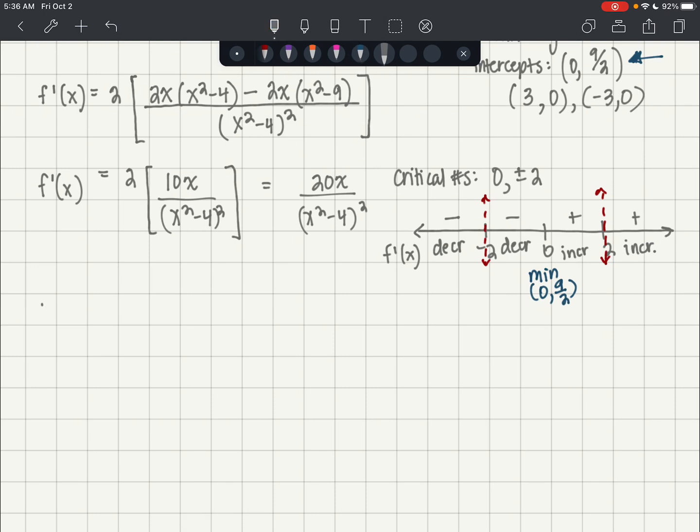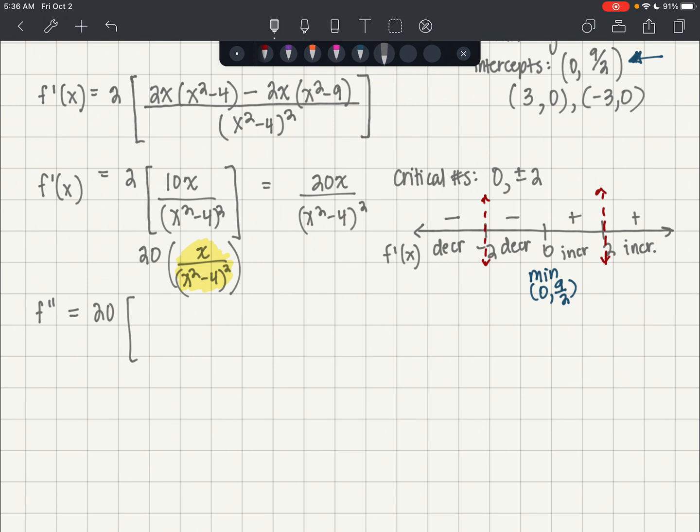Now I would start graphing this, but I really want to know about my concavity. So I'm going to take my function. Now, do you see how we have 20x over x squared minus 4 quantity squared? Just like I took the 2 out, I'm going to take the 20 out. And I'm going to find, so we've got 20 times x over x squared minus 4 quantity squared. I'm going to take that 20 out, and I'm going to find the derivative of this part right here, which is going to involve the chain rule.